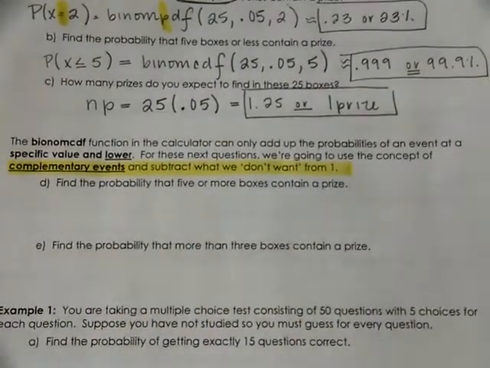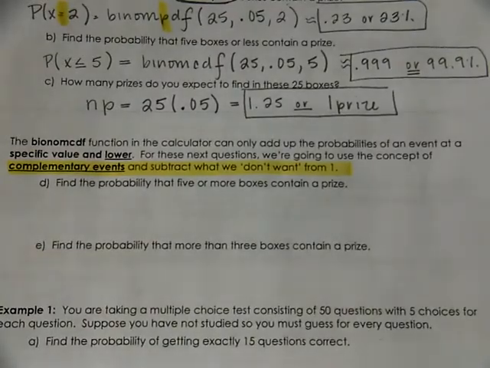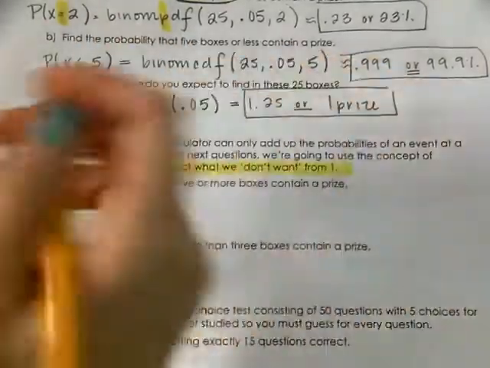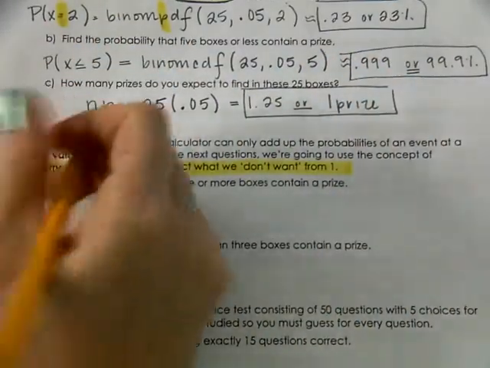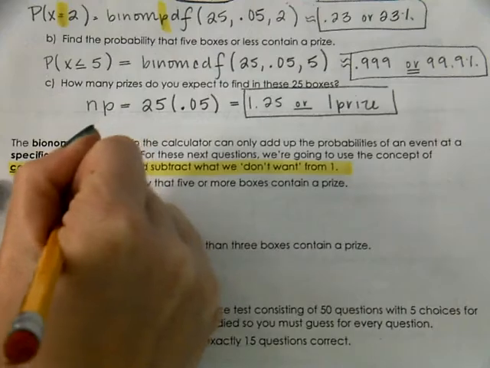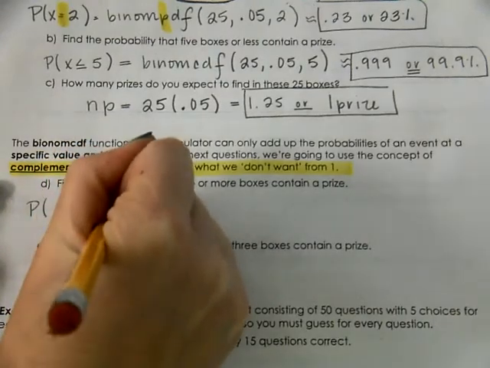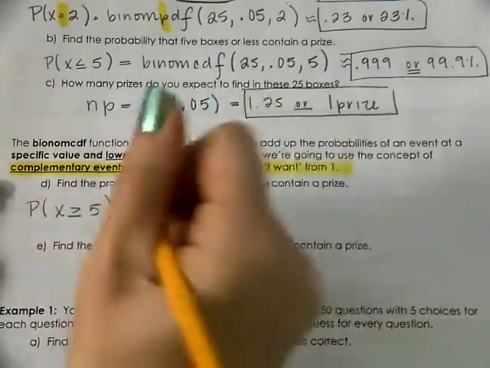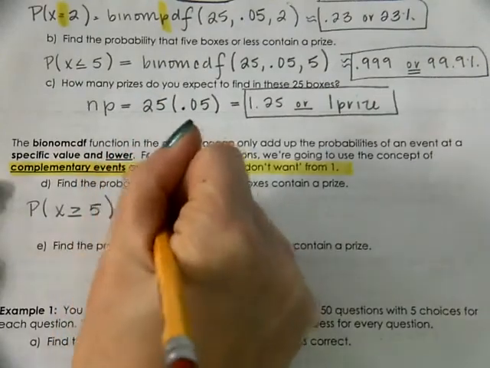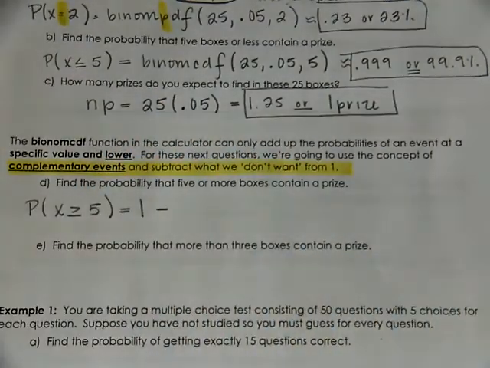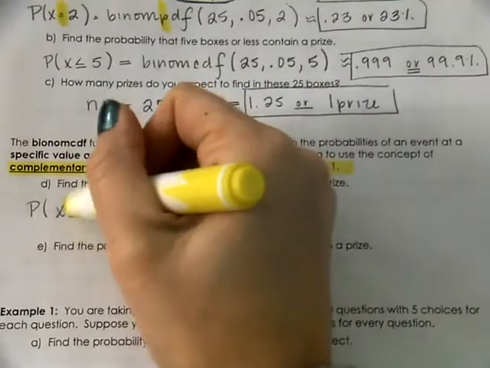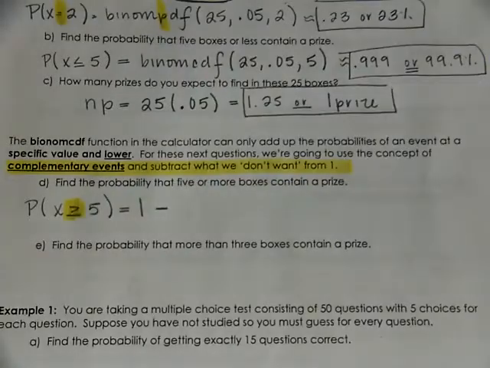So using the same problem, it says, find the probability that 5 or more prizes or boxes contain a prize. So I want to find the probability that X is greater than or equal to 5. Okay, so I got to use 1 minus. I'm going to use complementary events because there's no feature in the calculator that counts up, only one that counts down. So we're going to use the complement. So we're going to subtract away what we don't want. Again, it's an inequality, so you got to do binomial CDF.